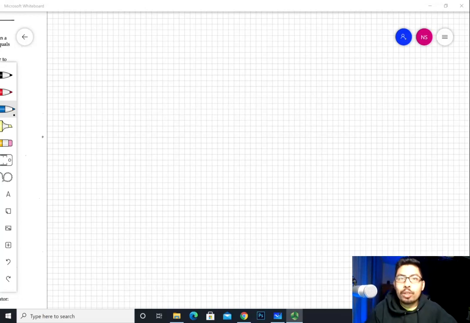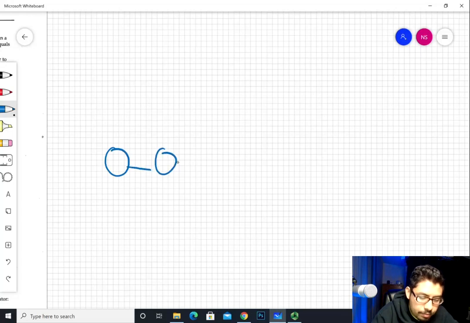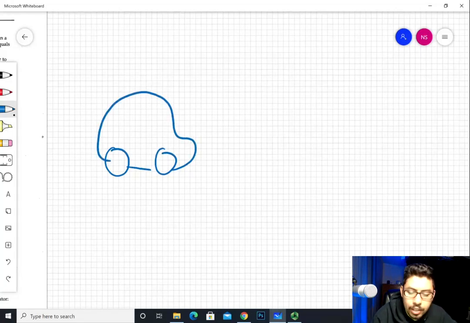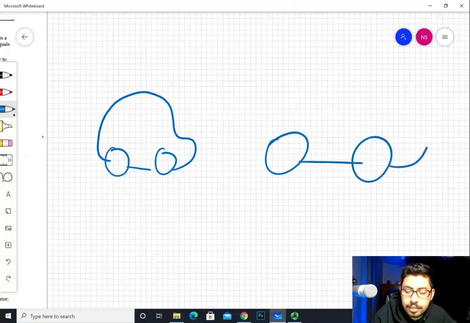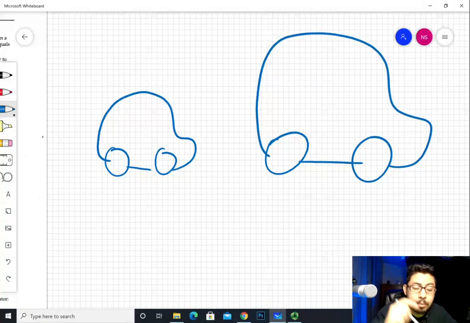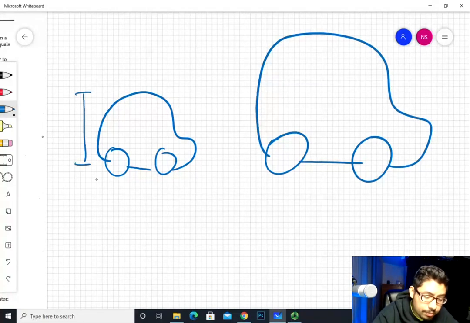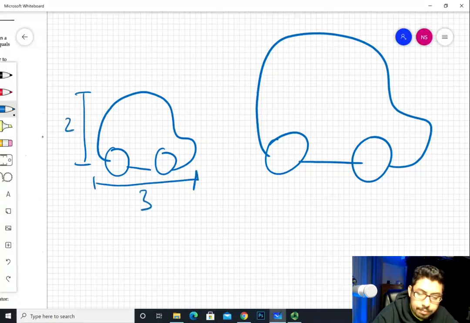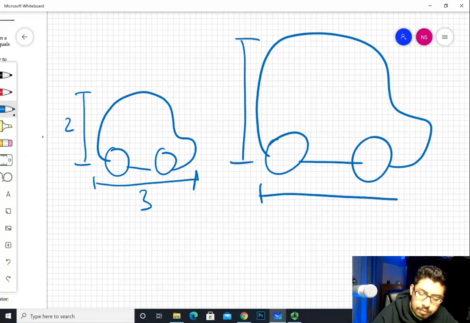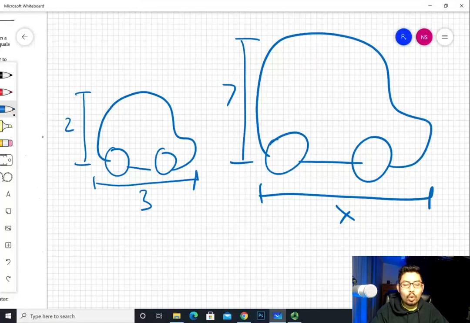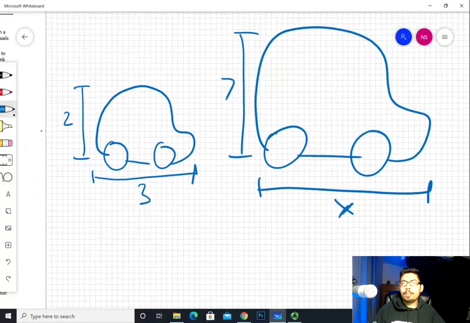So, proportions. Let's say I were to draw a car. This is a made-up question, my friends. Straight from Neil's playbook. We got 3. We got 2. We got 7, and we have X. Okay. So, here's your first question on proportions. You ready?